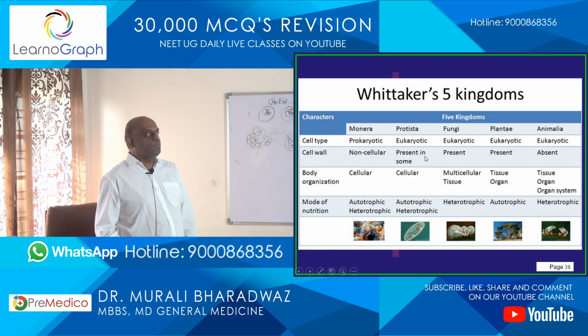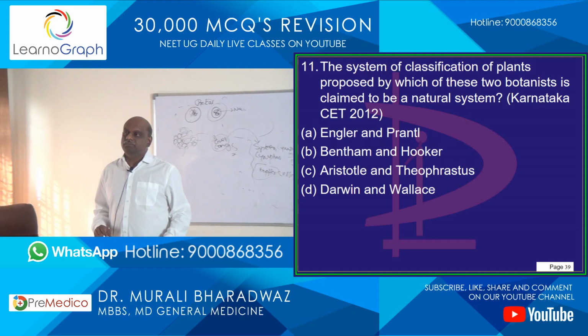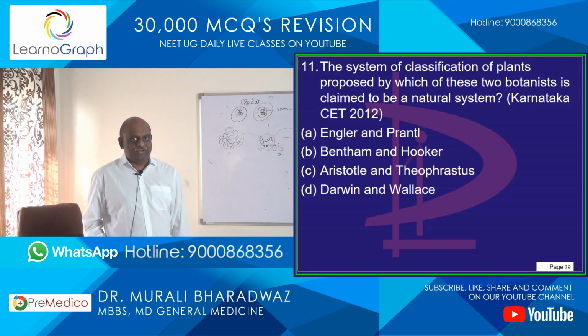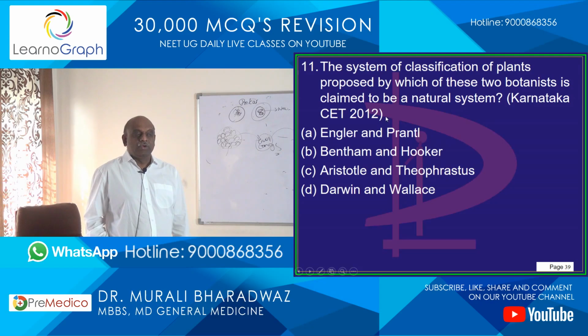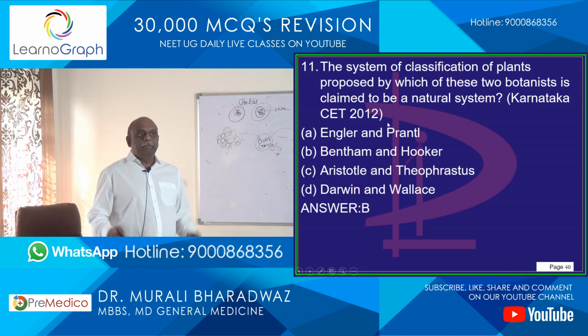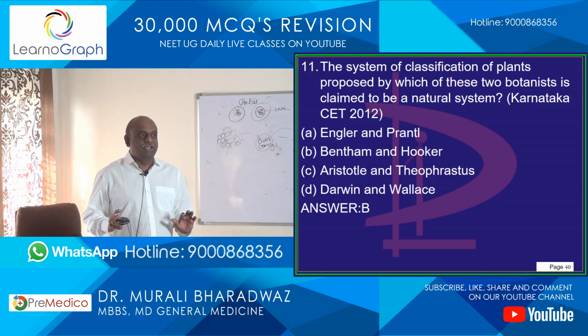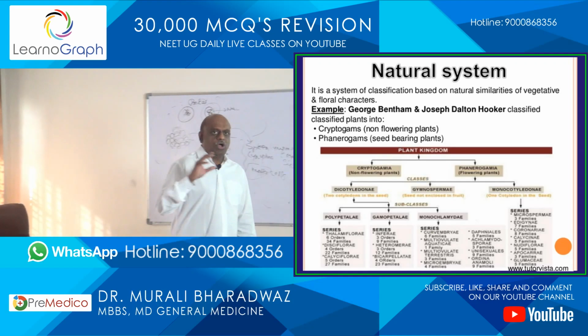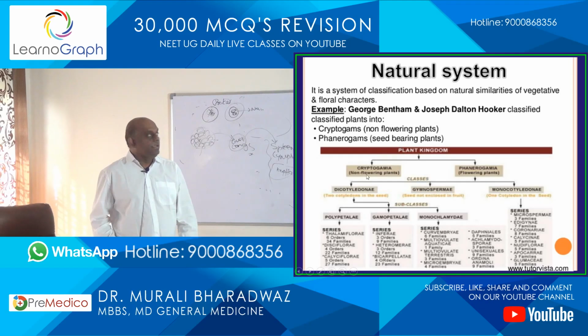So, the system of classification of the plants which is proposed by two botanists was a favorite question of the examiner. Bentham and Hooker, these two guys are going to be your friends until you get your MBBS seat. George Bentham and Joseph Dalton Hooker created a system of classification which is called the natural system.